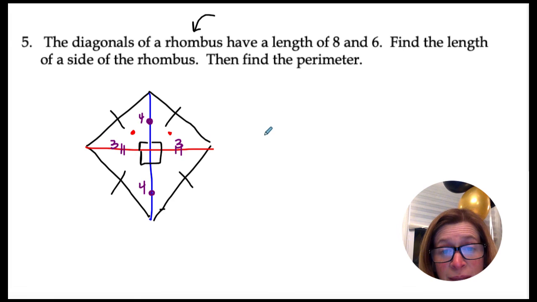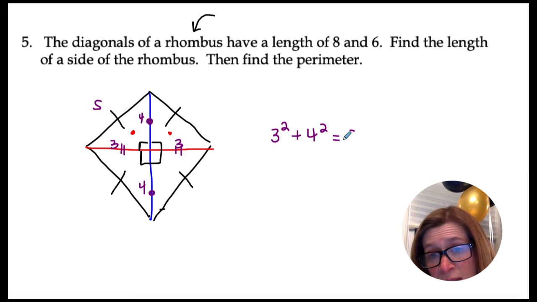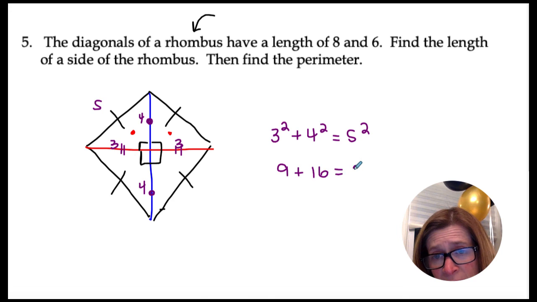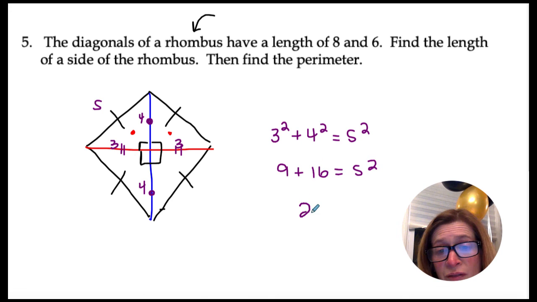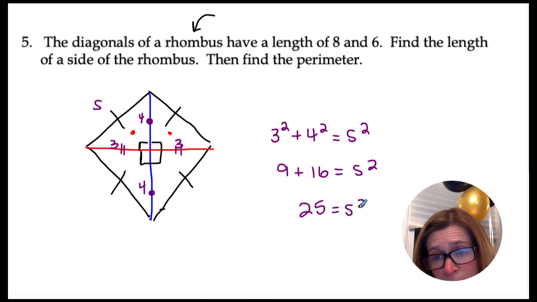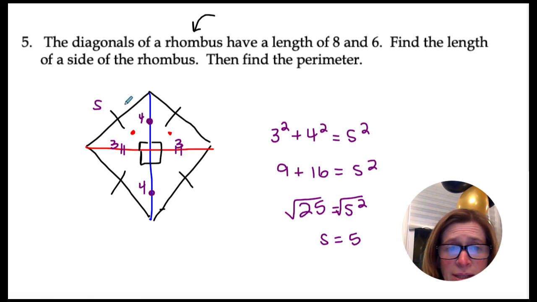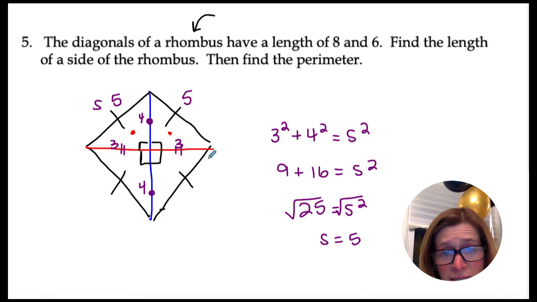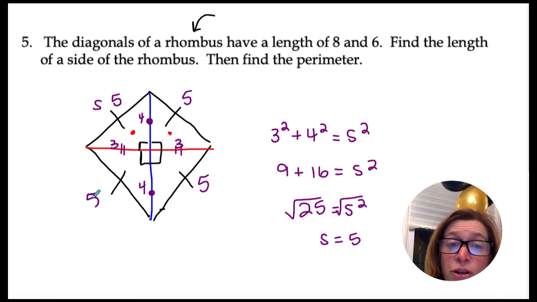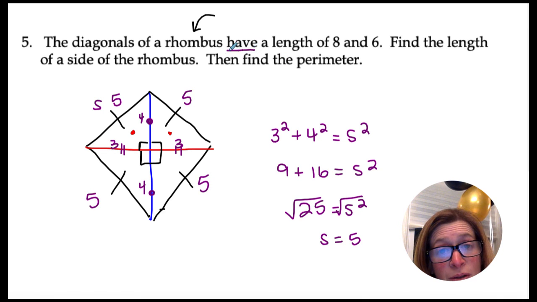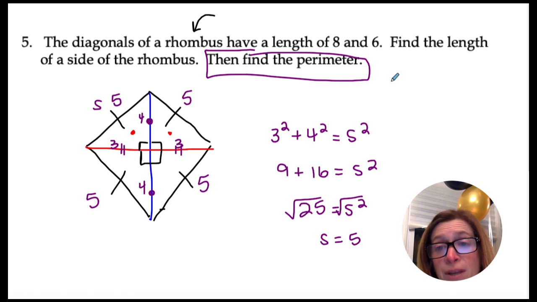So then I use the Pythagorean theorem. So this is S. So 3 squared plus 4 squared equals S squared. 9 plus 16 equals S squared. 25 equals S squared. And S equals 5 when you take the square root of both sides. Okay, so they're all 5 because it's a rhombus and all sides in a rhombus are congruent. So when I ask you to find the perimeter, I would do 5 times 4, which would be 20.